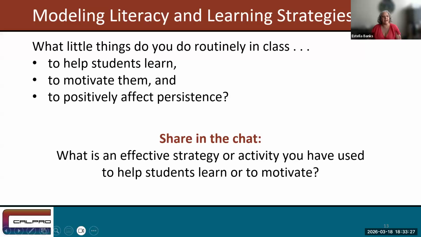I'm already seeing, okay, so this is Melinda posting in the chat the question. What is an effective strategy or activity that you've used to help your students learn or to motivate? I see an answer from Scott. I use Think Alouds, although I didn't know what it was called. When I model how to create a drawing, I talk out loud asking what will happen next, each step of the way, and spark their I can do it attitude. Awesome.